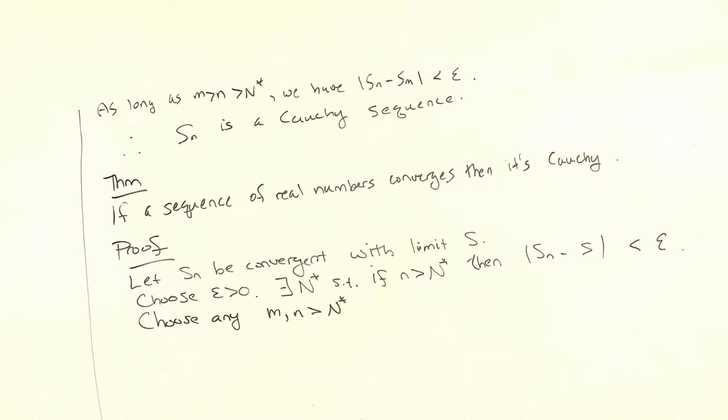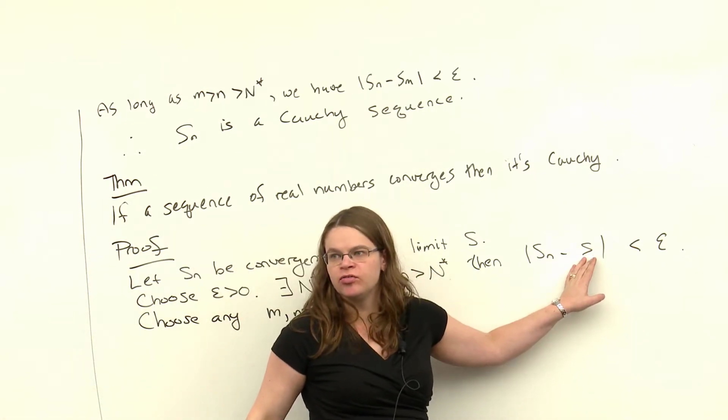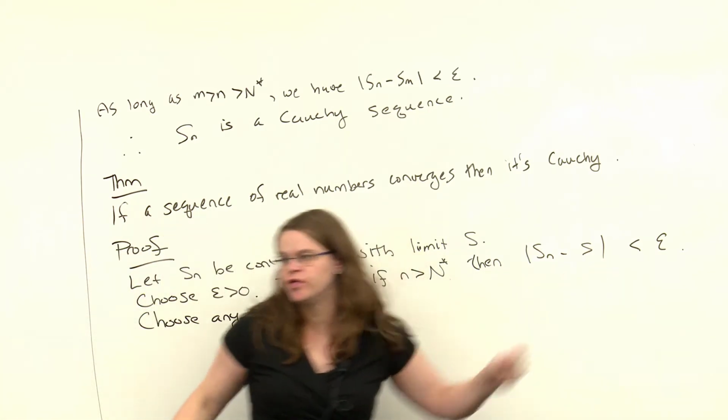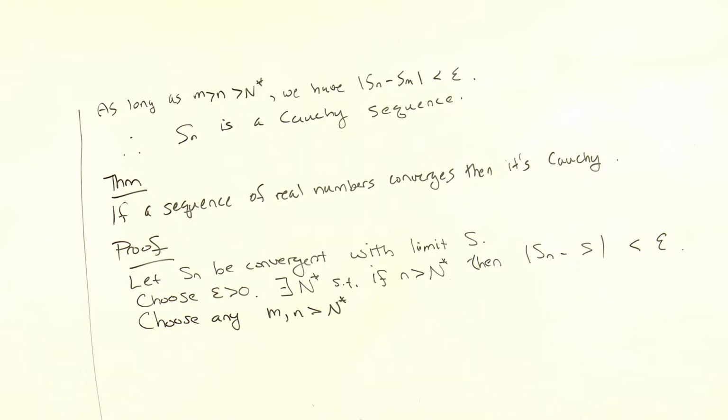So Sn minus Sm. And how should I rearrange that? I should probably add and subtract an S, right? This is the thing we want to look at, but this is the thing I know how to work with, right? Sn minus S, and m is also big enough. Sm minus S is also fine to look at. So I should put this in terms of things that I know how to deal with. So I'm going to write this as Sn minus S plus S minus Sm. I haven't changed anything, but now I've got terms floating around that look familiar to me.